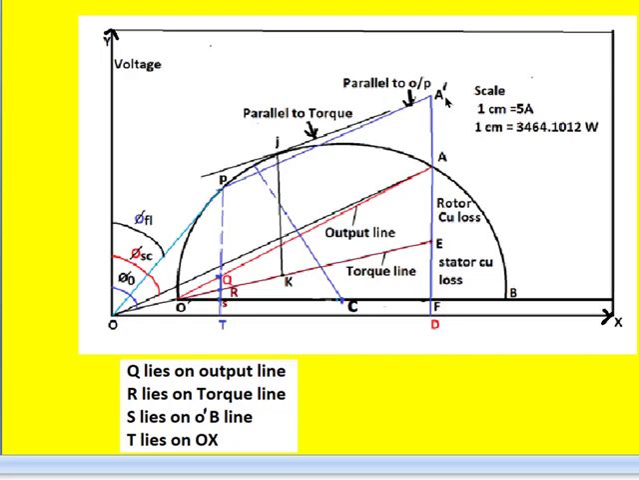From A dash, draw a parallel line to the output line, that is to this red line, so that it cuts the semicircle at point P like this. Now draw a line from O to P, and this line OP represents the full load line current, and the angle between the voltage axis, that is the Y axis, and this OP represents the full load power factor angle.